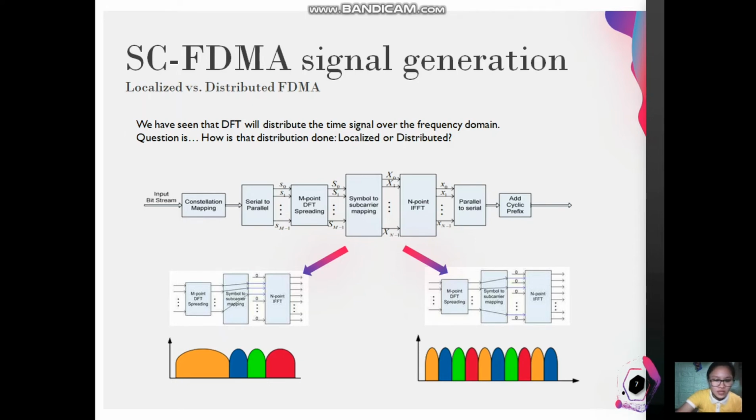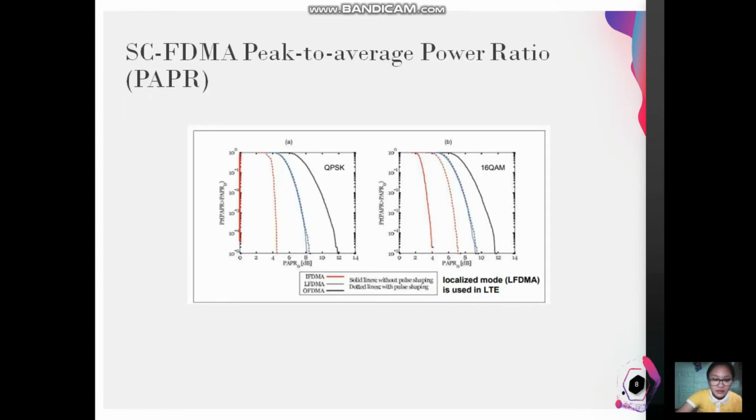The decision was that the localized mode fits better to the overall system requirements. Further, both modes impact the peak to average power ratio differently. Again, the goal of introducing single carrier FDMA in the uplink was to lower the peak to average power ratio, enabling an efficient power amplifier design for the device.